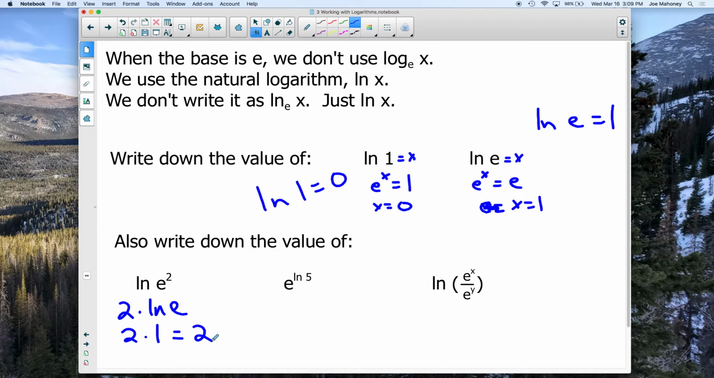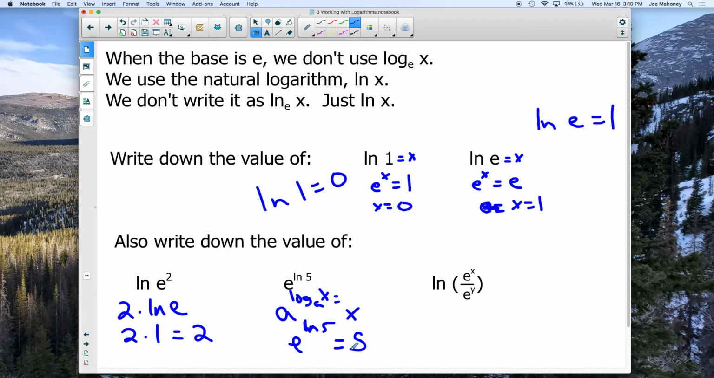So e to the natural log of 5. You might remember from a while ago that we had a relationship that said, if we do some base to the log of a value in that base, it just equals that value. So e to the ln of 5, that's just 5. Cool.